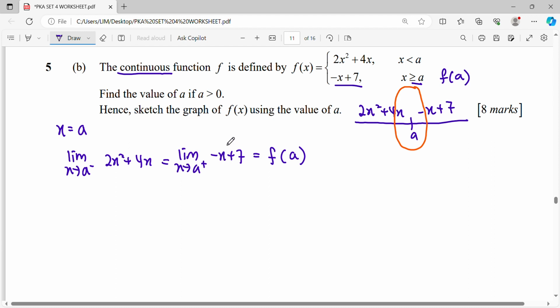Alright, so then we start to evaluate our limit. Substitute your a here. You get 2a squared plus 4a. Substitute your a. You get negative a plus 7. You get an equation, a quadratic equation. When we get a quadratic equation, we try to rearrange and factorize to find out your a value.